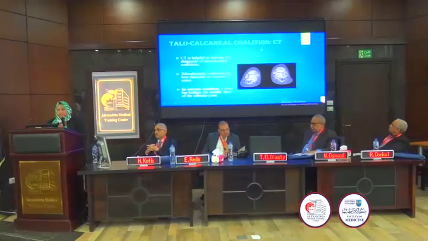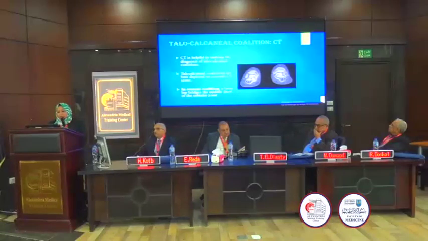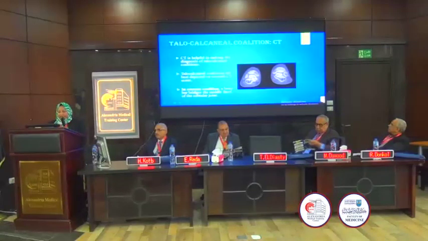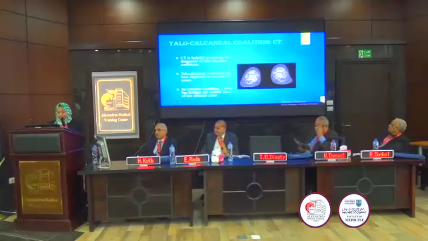Talocalcaneal coalition would be nicely demonstrated by CT, either the bony type or the non-osseous type. The coronal images are the best to detect the talocalcaneal coalition. In osseous coalition, we will obviously see the bony connection between both bones. This is the bony connection between the sustentaculum tali of the calcaneus and the middle subtalar facet of the talus. And this is bilateral, and by the way, talocalcaneal coalition is bilateral in about 50% of cases.